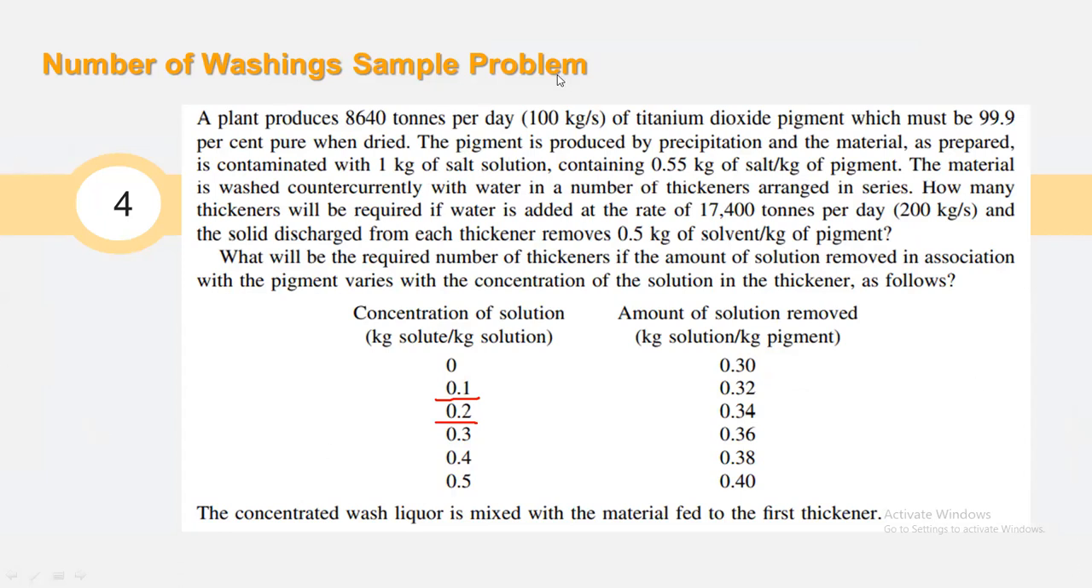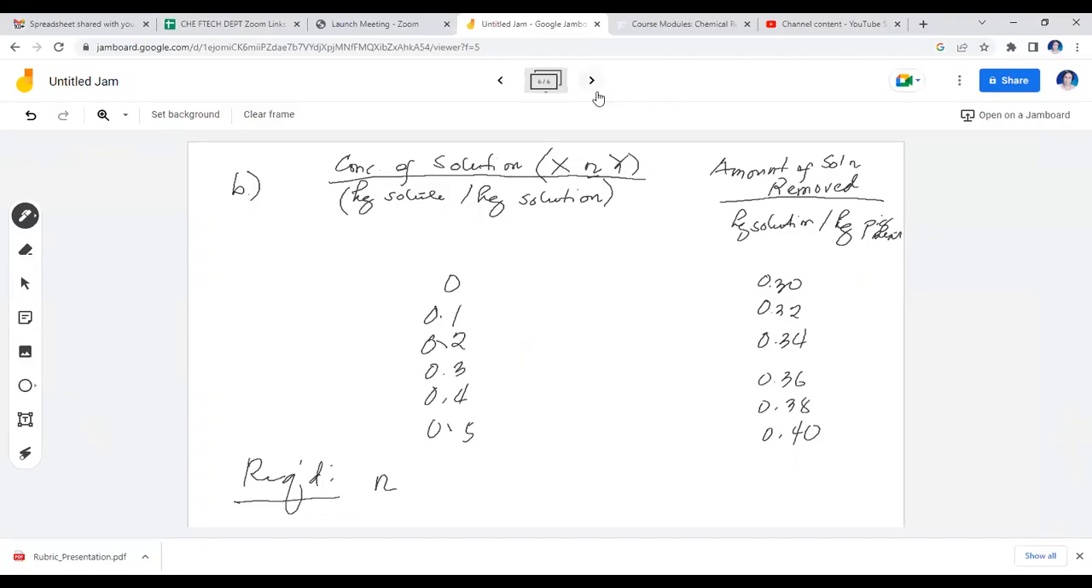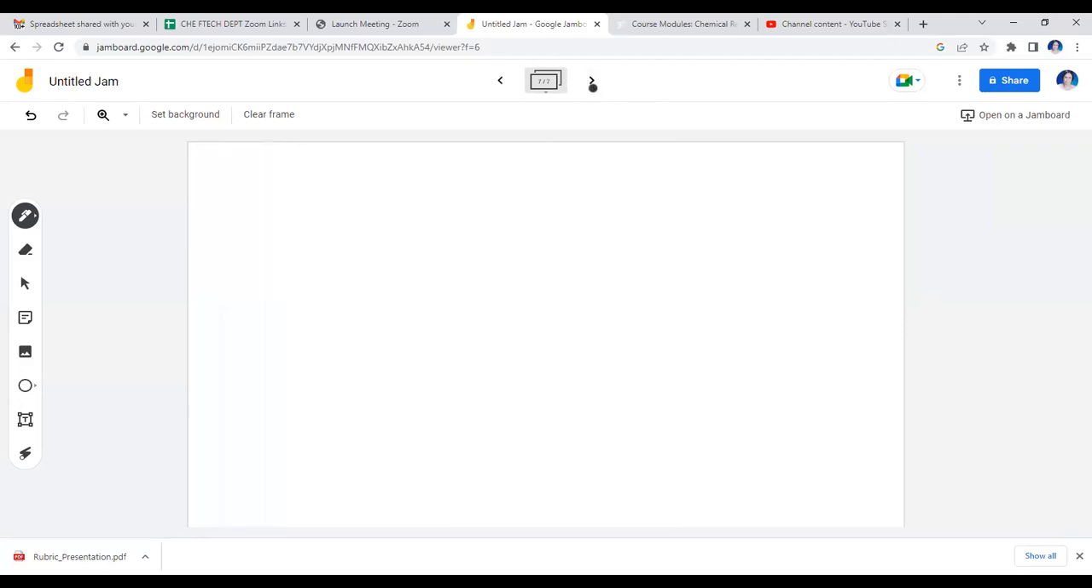So I'll go back to the Jamboard. Now, next to the slide, next would be the solution. So since in the first scenario, there won't be any variation in the amount of solution removed based on the concentration of such solution, referring to the slurry, then we can have this overall material balance in kilogram per second. And we do it just like what we've done in our third sample problem. We do it in tabular form.